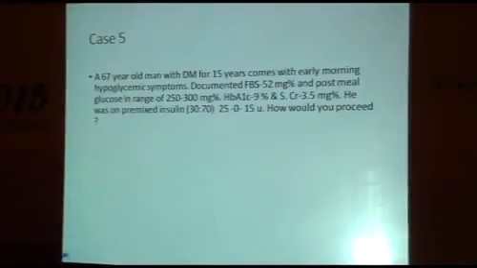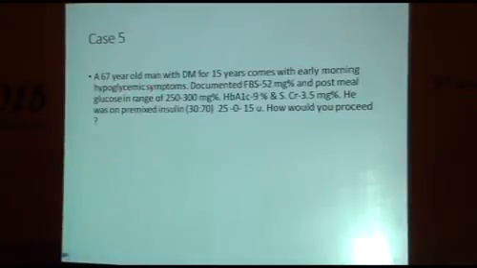The last: this 67-year-old diabetic for 15 years comes with early morning hypoglycemia. This is something similar to the previous case, but he is on premixed insulin, not on basal bolus as in the previous regimen. He has hypoglycemia with an FBS of 452 and a post-meal glucose in the range of 250 to 300 milligram percent. His HbA1c is 9% and creatinine is 3.5 milligram percent. He is on premixed insulin 30/70, 25 and 15 units.